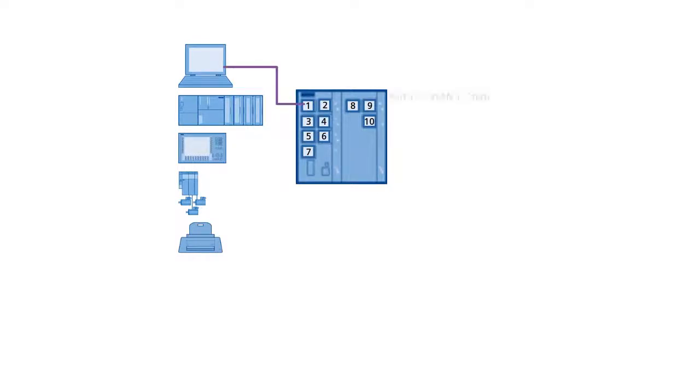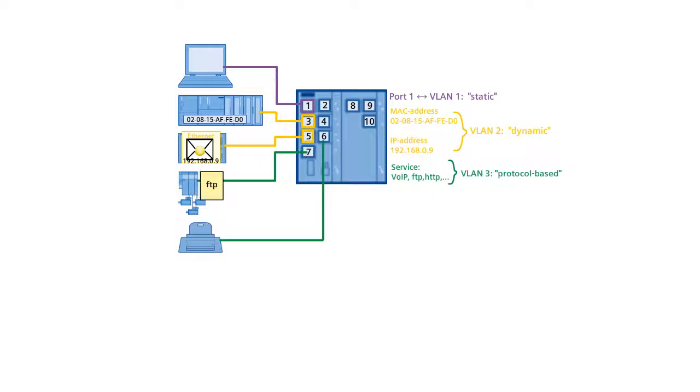Static means the assignment is made via the port to which the end node has been connected. This is the method used for the Scalance X switches. Or dynamic via the MAC or IP address of the end node. Or protocol-based by means of the type of the service directed via the port, such as voice over IP, FTP, or HTTP.